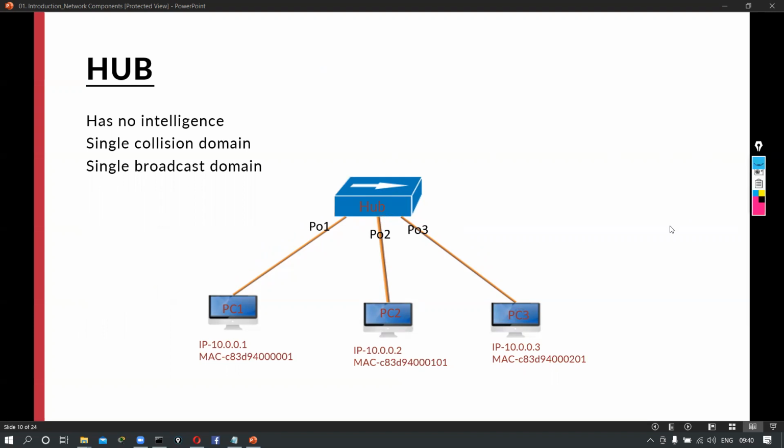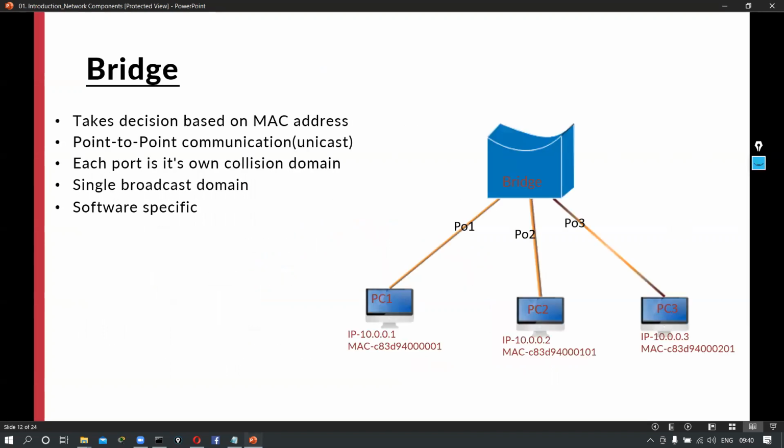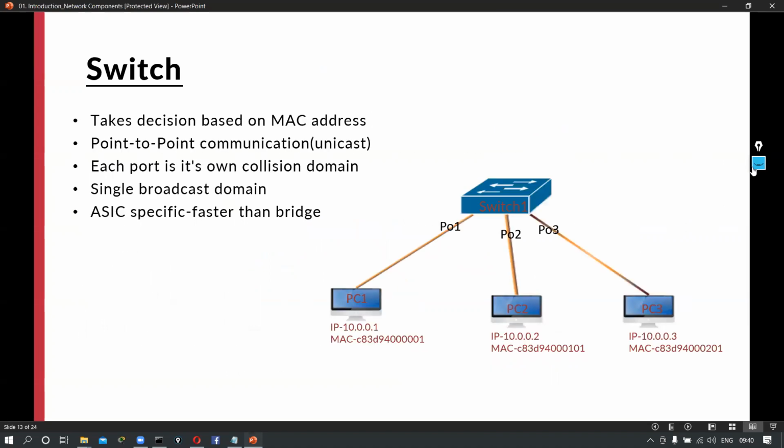But in the switch, what will happen? Suppose a collision occurs on this port. Only the device connected to that port could not send and receive data. Only that device is isolated from the network. Whatever remaining ports, they can still send and receive.